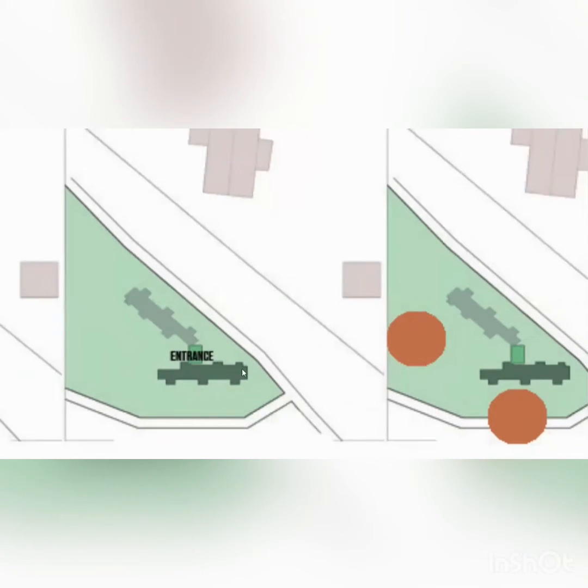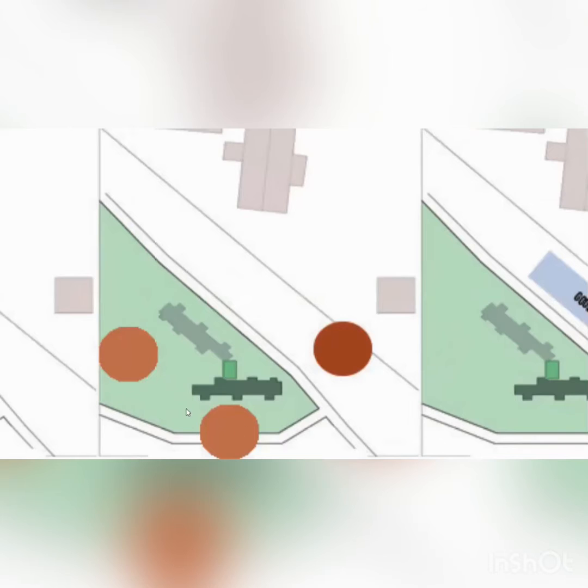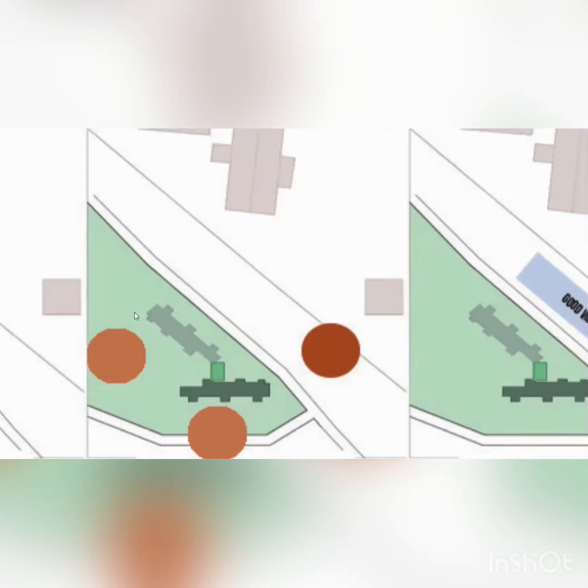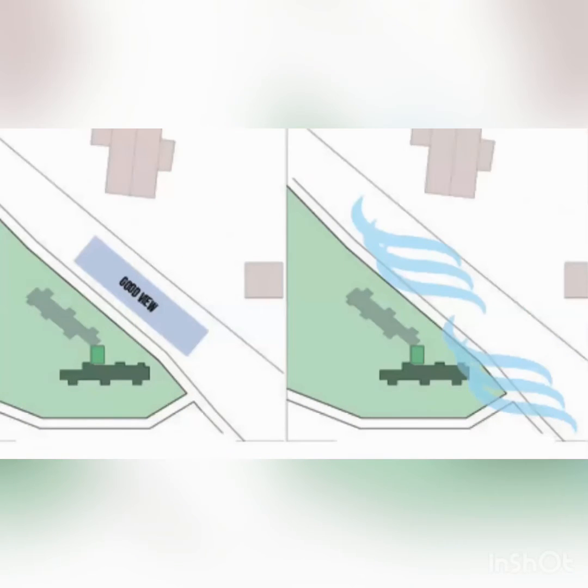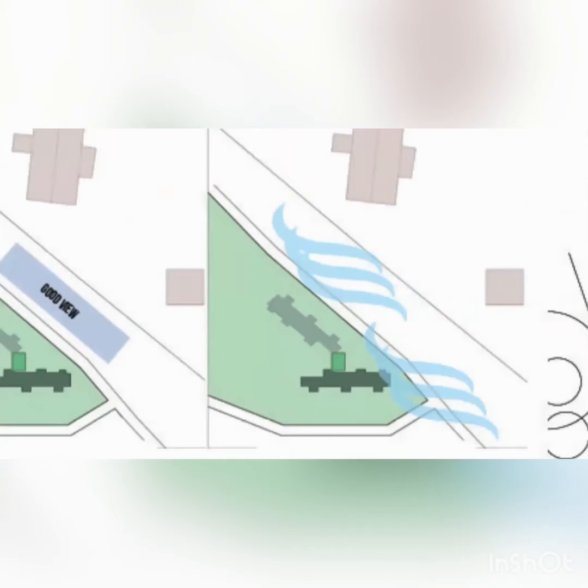And here is the sun path. The sun path is traveling from east to west. So here is the east side, and this is the west side. This is the good view of this side, and this is the wind direction. The wind is going from this way to this way.